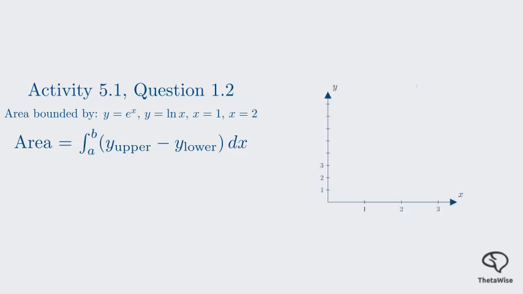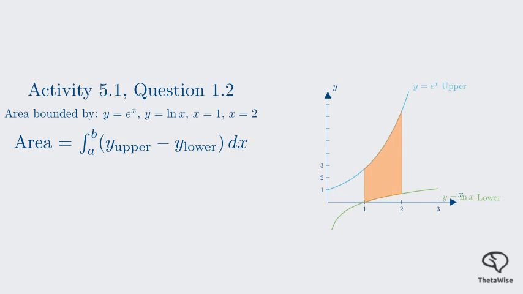The graph of y equals e to the x is a classic exponential curve, always positive. The graph of y equals ln of x is the inverse, which is symmetric about the line y equals x. The problem gives us vertical lines x equals 1 and x equals 2. These are our limits of integration. The area we are interested in is the region between the two curves from x equals 1 to x equals 2. From our sketch, it's clear that the exponential function e to the x is above the natural logarithm function ln of x in this interval.